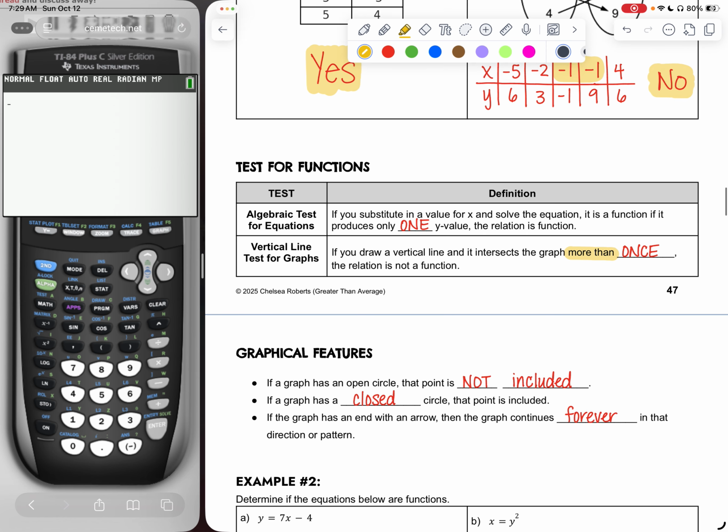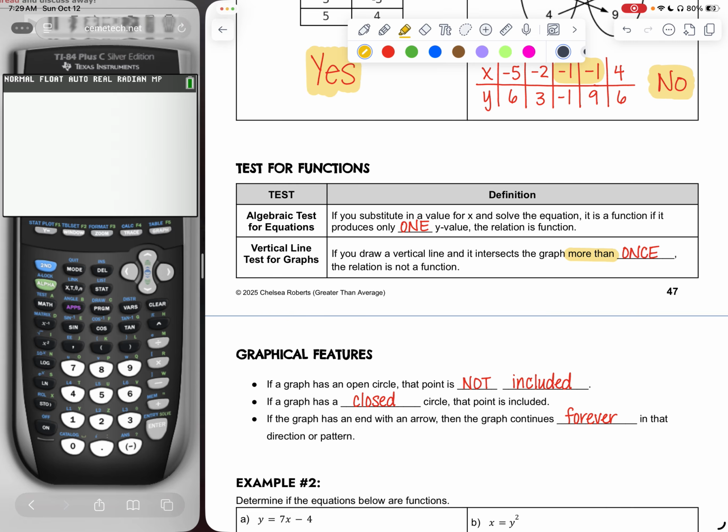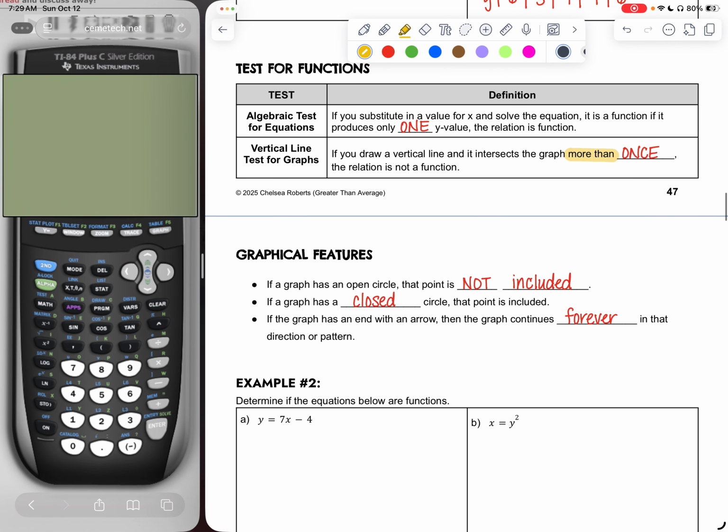So if we look at the graphical features, if a graph has an open circle, that point is not included. If a graph has a closed circle, that point is included. If the graph has an end with an arrow, then the graph continues forever in that direction or pattern. So now let's look at some examples. Example number 2 says, determine if the equations below are functions.